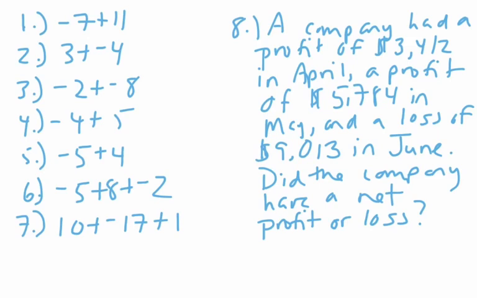Negative 7 plus 11, 3 plus negative 4, negative 2 plus negative 8, negative 4 plus 5, negative 5 plus 4, negative 5 plus 8 plus negative 2, 10 plus negative 17 plus 1, and then I'll read this in case my handwriting is horrible. A company had a profit of $3,412 in April, a profit of $5,784 in May, and a loss of $9,013 in June. Did the company have a net profit or loss? So go ahead, pause the video, work these problems out, and then unpause it and check your answers.